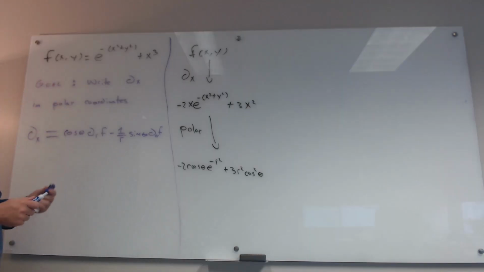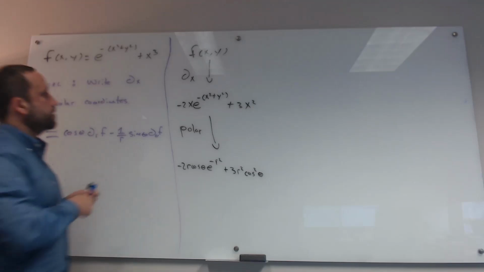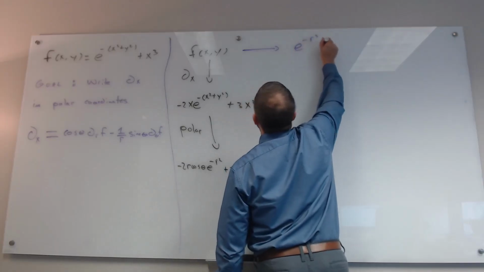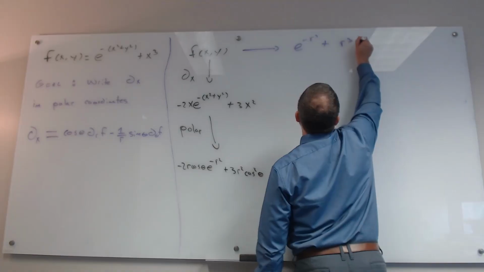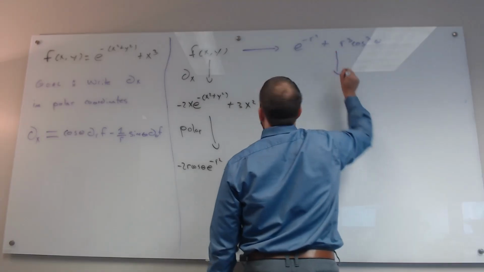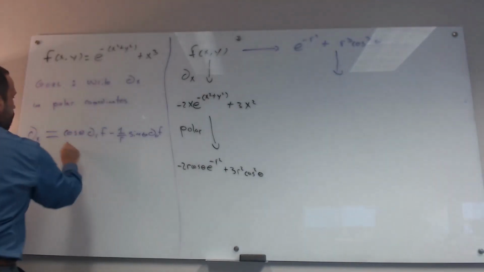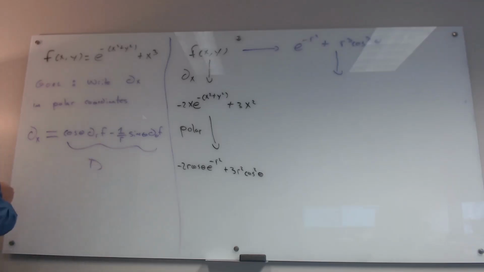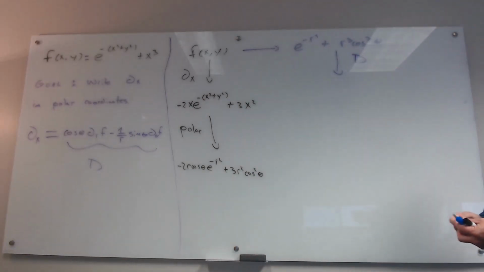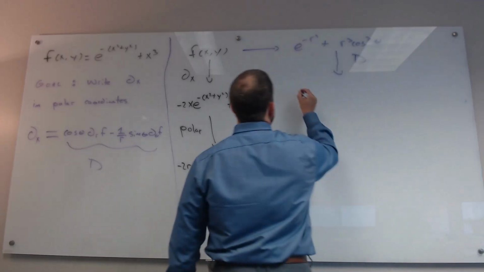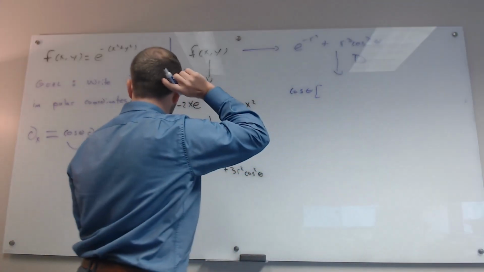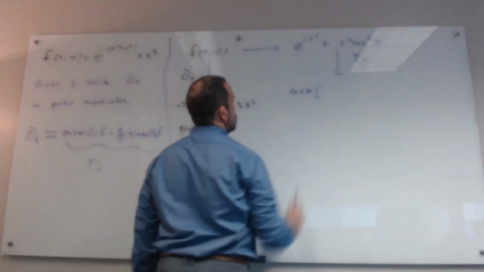Now, on the other hand, I can begin by converting to polar coordinates. If I convert to polar coordinates, I get e to the minus r squared plus r cubed cosine cubed theta. And now what I could do next is apply my differential operator. I'm just going to keep calling it d so I can have better notation here. So what I'm going to get is cosine theta times the partial derivative of this with respect to r.